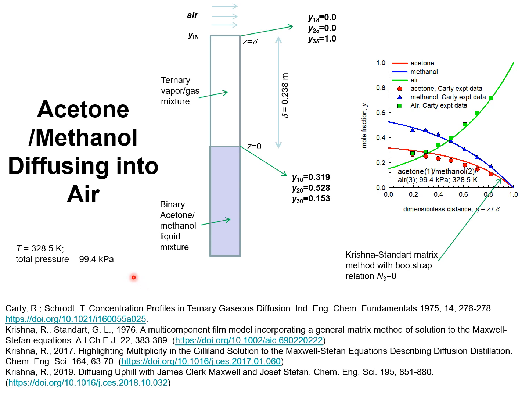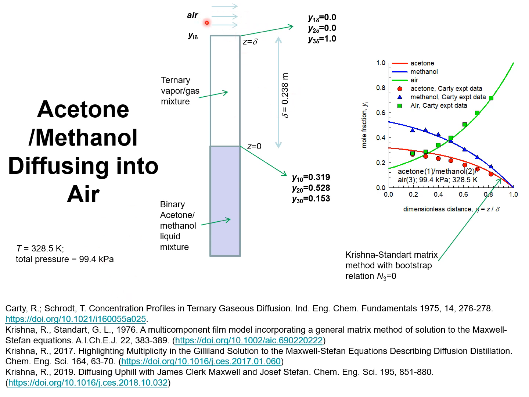I illustrate the bootstrapping of the Maxwell Stefan diffusion equations by considering the experiments of Cartier and Schroth, published in 1975. A long narrow tube was taken by Cartier and Schroth and partly filled with a liquid mixture of acetone and methanol maintained at a temperature of 328.5 degree Kelvin. The total pressure was maintained at 99.4 kilopascals.